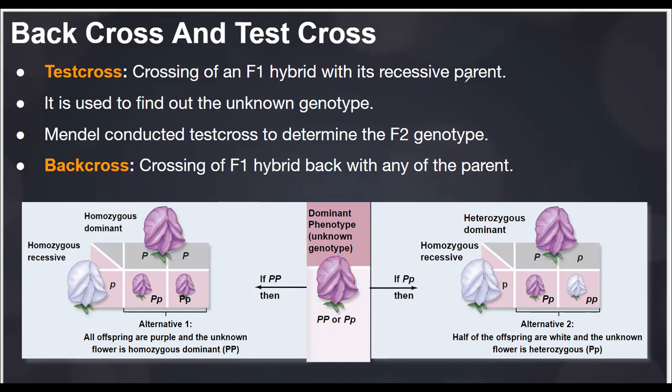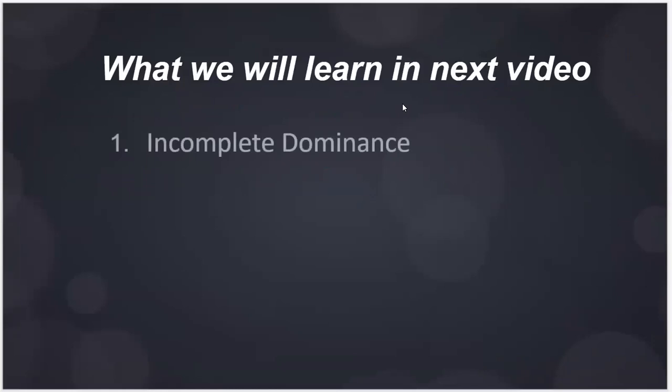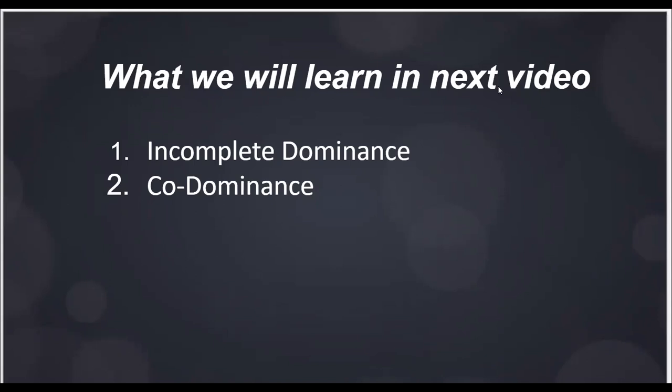So that's all for this video. In the next video, we are going to do incomplete dominance and codominance, which are deviations from Mendel's law. Up till here, they were following Mendel's law of inheritance. Now we will see certain examples which will not follow Mendel's laws of inheritance, that is dominance, segregation, and independent assortment. So we will start this series from the next video.